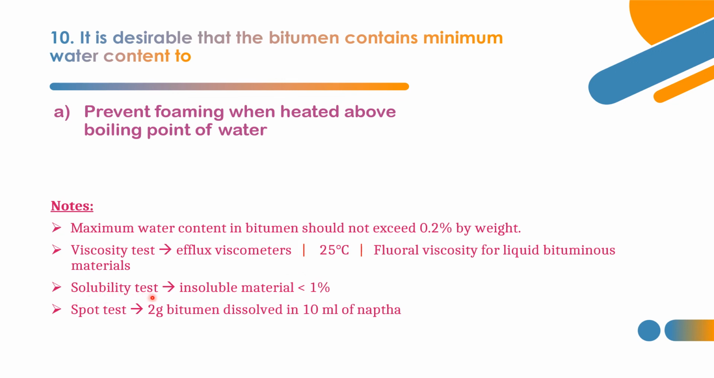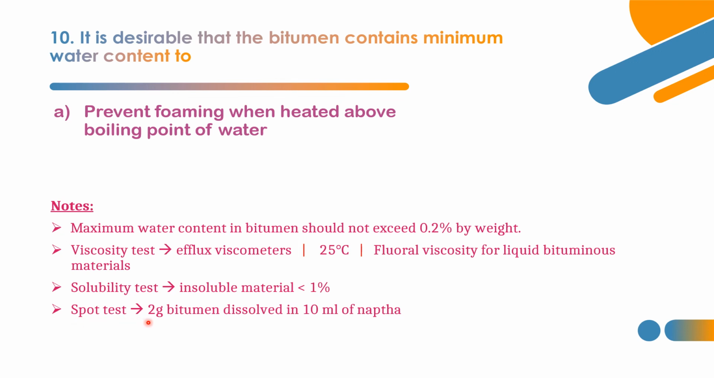And next is the solubility test. This we have already seen. Bitumen should be soluble in CS2 and CCl4, and insoluble bitumen shall be less than 1%. That is, it should not be greater than 1% by weight.